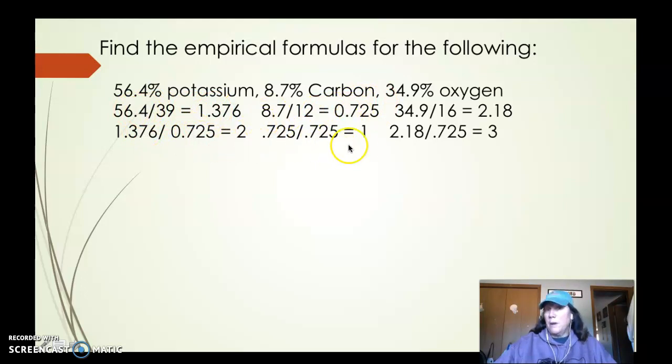This number divided by the smallest is 1, because it is the smallest. And then this one is 3. So I got 2 to 1 to 3. So there's my formula, K2CO3. All right, so again, you take their mass from the periodic table and divide. That gives you the number of moles, and then set up your mole ratios.